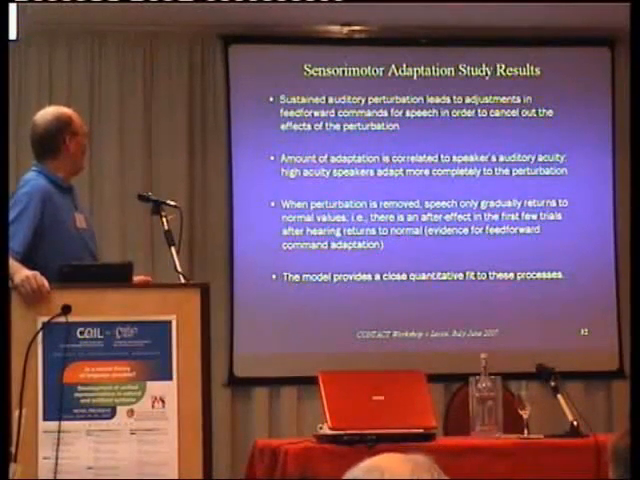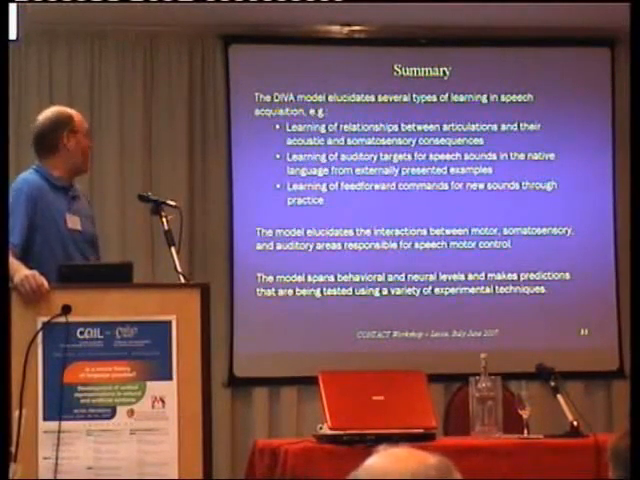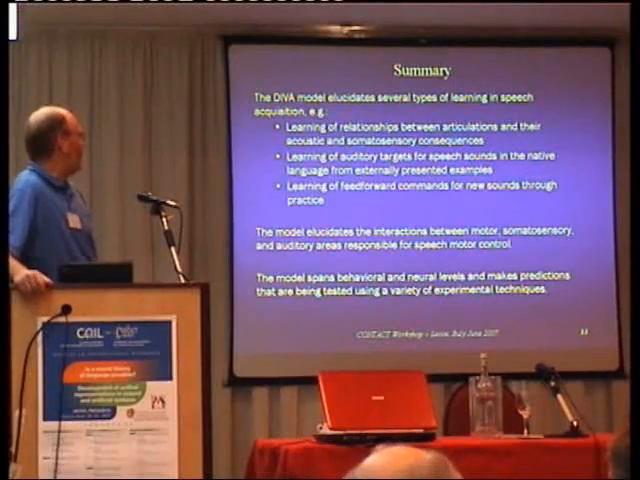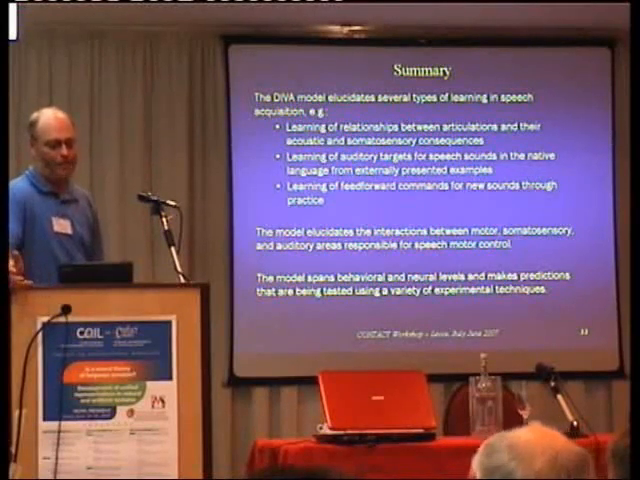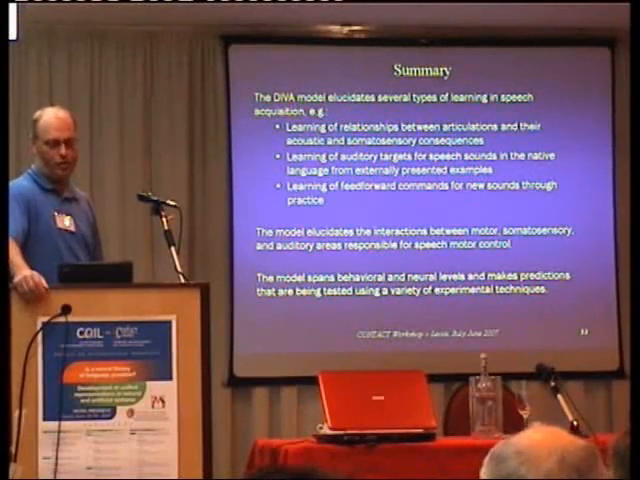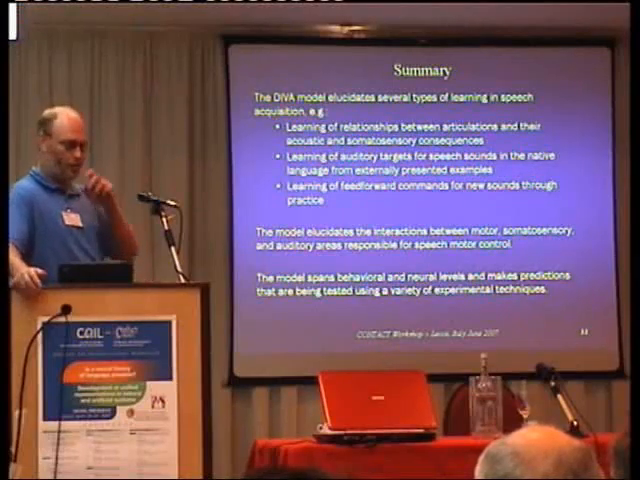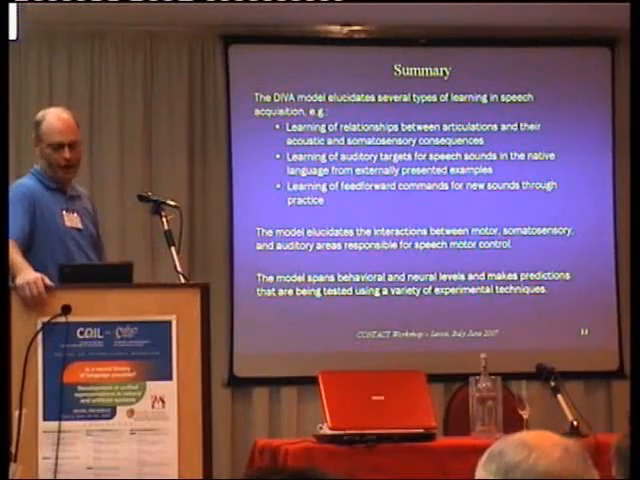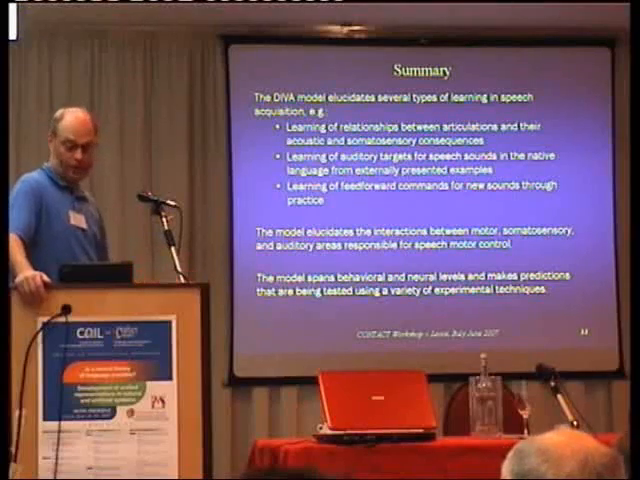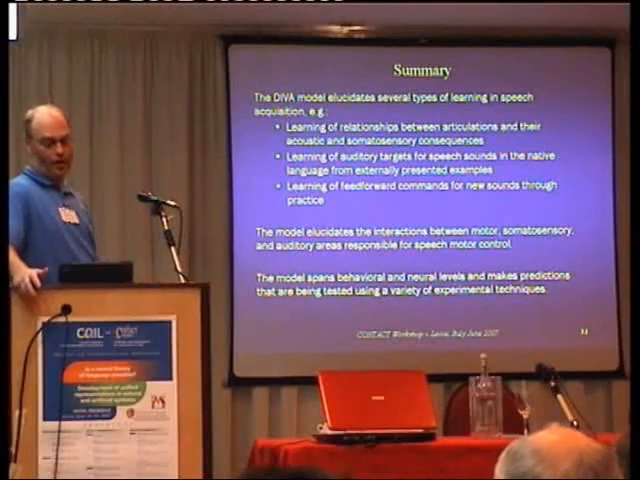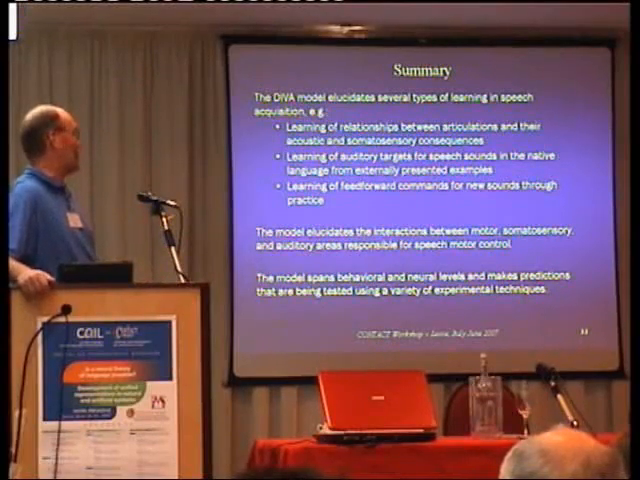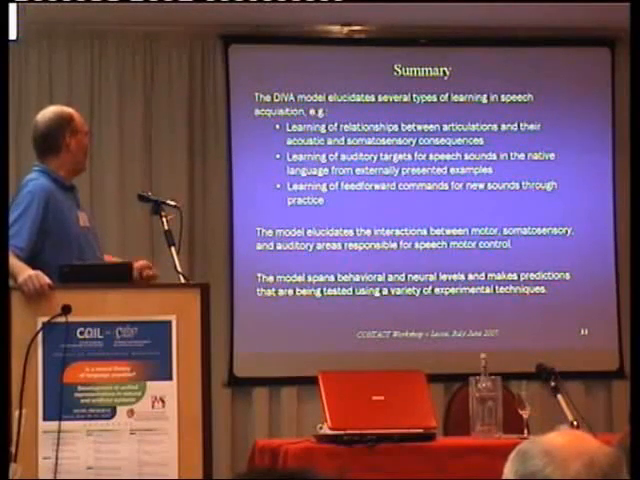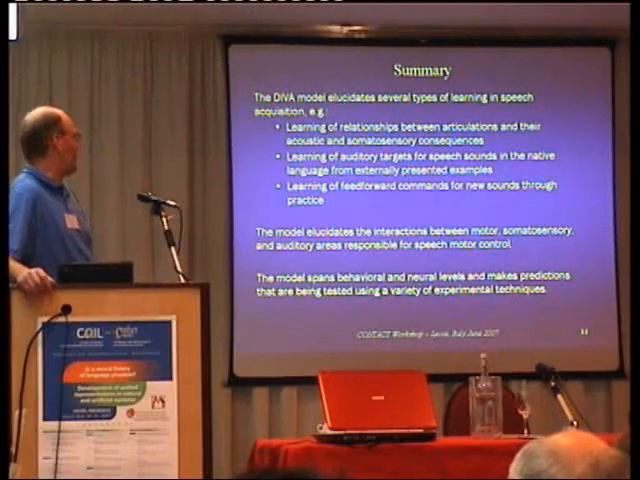Okay, so, I already described that, so now I'll just go into my summary. I've talked now a lot about the DIVA model and how it elucidates several types of learning and speech acquisition. For example, there's the learning of general relationships between articulations and their sensory consequences, both acoustic and somatosensory. There's another learning stage where auditory targets are learned, and there's another stage where feed-forward commands are learned, as well as somatosensory targets. I didn't talk too much about those, but they are also learned during the practice phase. It elucidates the interactions between motor, somatosensory, and auditory areas responsible for speech-motor control.